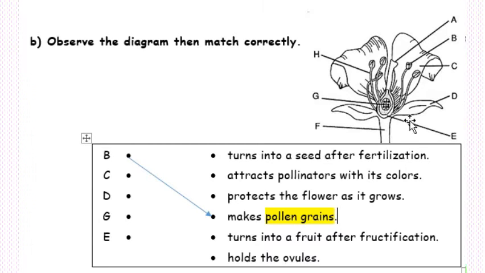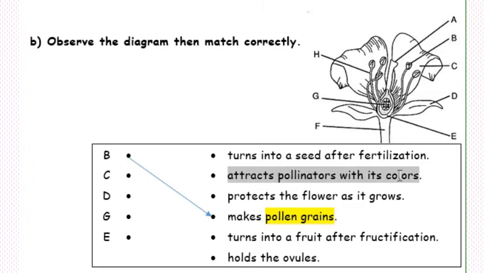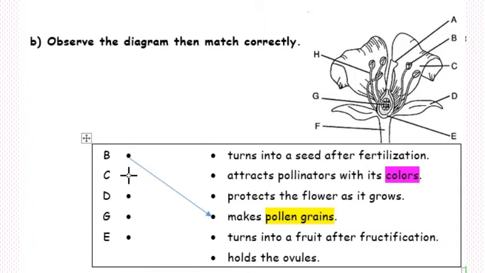C, let's check. C is pointing to the petals. Petals are the colored part of the flower with beautiful smells. So these parts' job or function is to attract insects and pollinators to the plant. So it's this sentence right here: attracts pollinators with its color. So they're talking right here about petals.